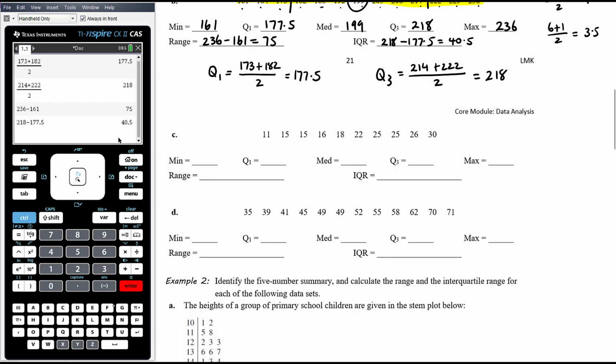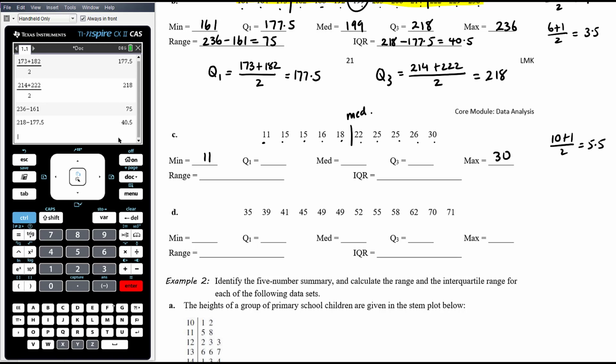Okay, part C. Here we have 1, 2, 3, 4, 5, 6, 7, 8, 9, 10 bits of data. Minimum is 11, maximum is 30. 10 bits of data, add 1 and divide by 2, so 5.5. So the median is between the 5th and the 6th values. So 1, 2, 3, 4, 5. So it's going to be there, the median.